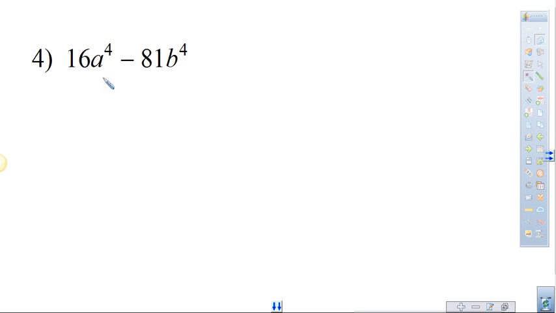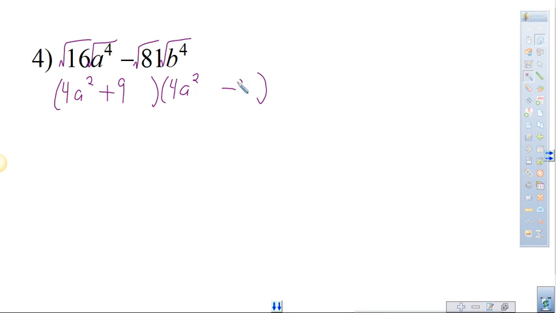Okay? Alright, last one. I'm going to use the trick for this one. And if you want to try to do it without the trick, that would be super awesome of you. So I'm going to jump right in here. I know one's going to be a plus. I know one's going to be a minus. And I'm going to square root everything. Square root of 16 is 4. Square root of A to the 4th is A squared. Square root of 81 is 9. And square root of B to the 4th is B squared.